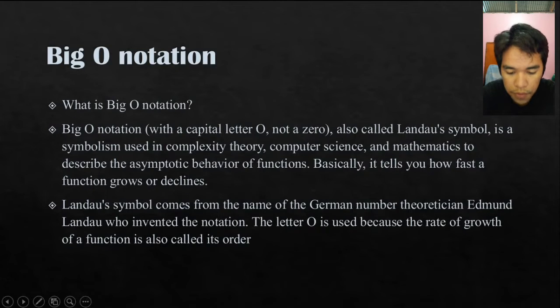Big O notation. What is Big O notation? Big O notation, with a capital letter O, not a zero, also called Landau's symbol, is a symbolism used in complexity theory, computer science, and mathematics to describe the asymptotic behavior of functions. Basically, it tells you how fast a function grows or declines. Landau's symbol comes from the name of German number theoretician Edmund Landau, who invented the notation. The letter O is used because the rate of growth of a function is also called its order.